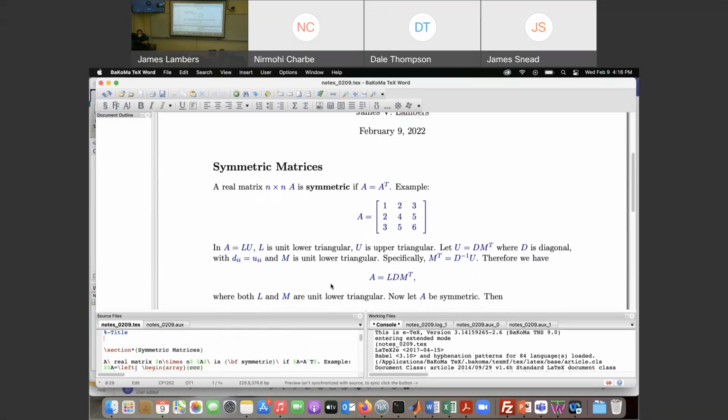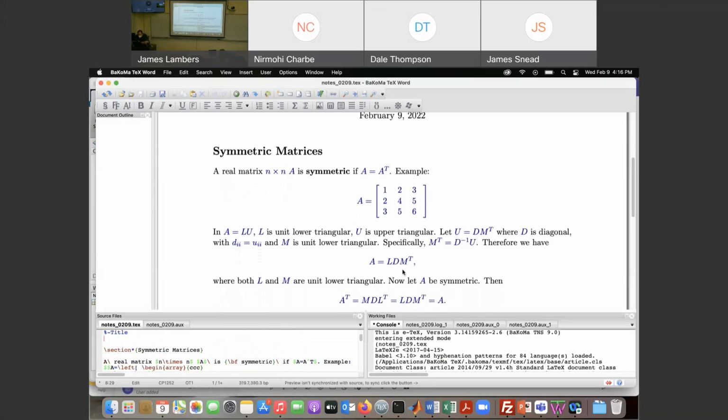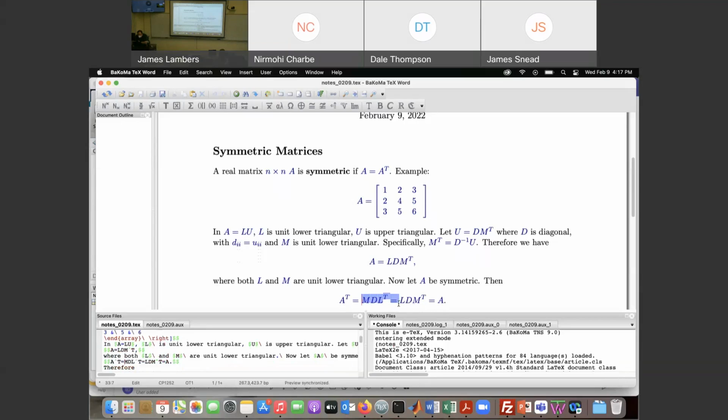Now, this factorization is pretty useless unless A is symmetric. So let's examine this factorization in the case where A is symmetric and see about the relationship between L and M. If I take the transpose, then that would be M D L transpose. But because A is symmetric, that's equal to L D M transpose. So here, these factorizations are equal.